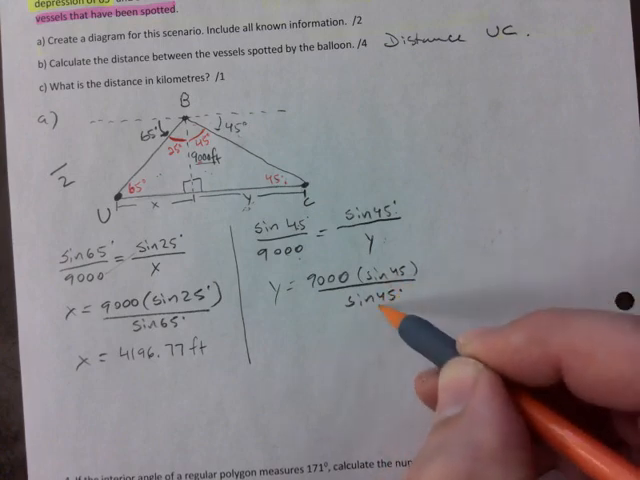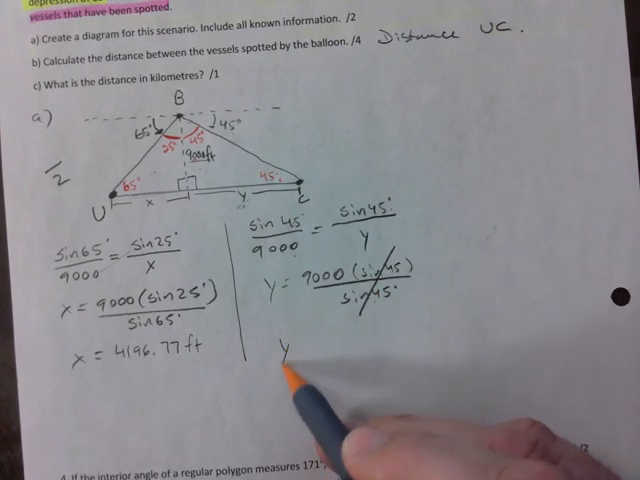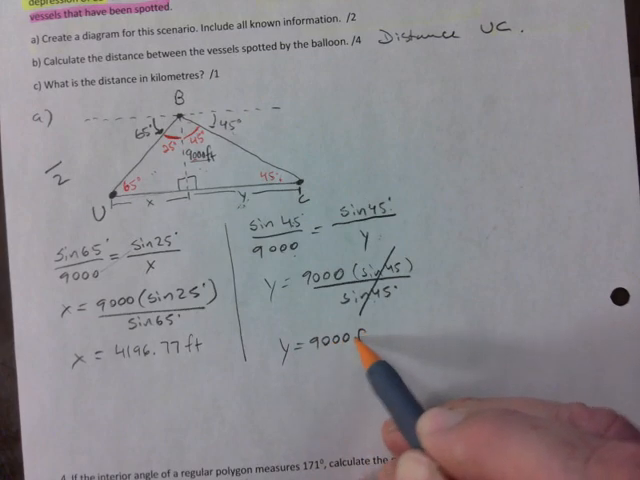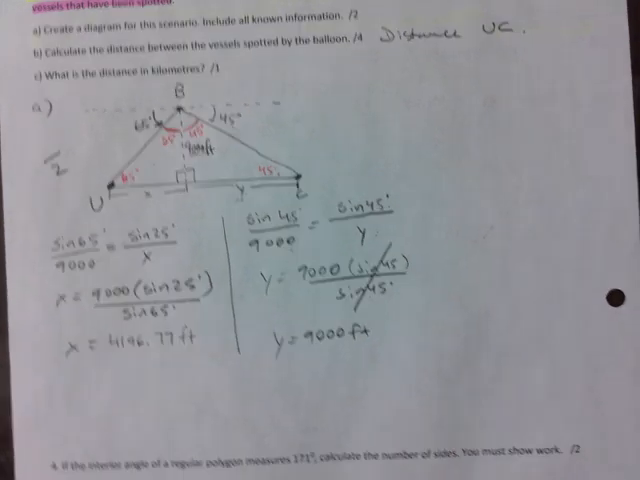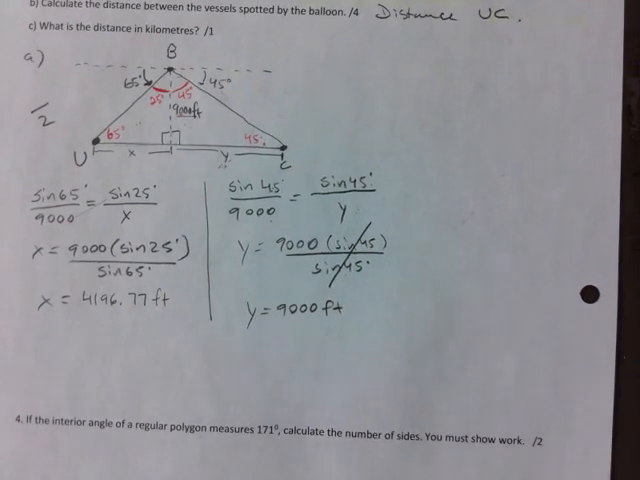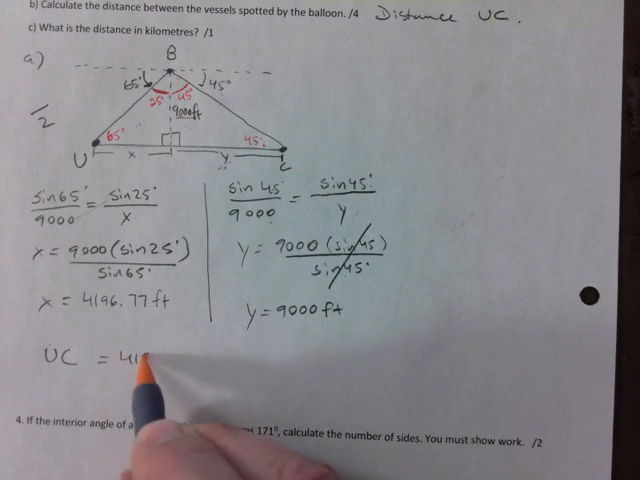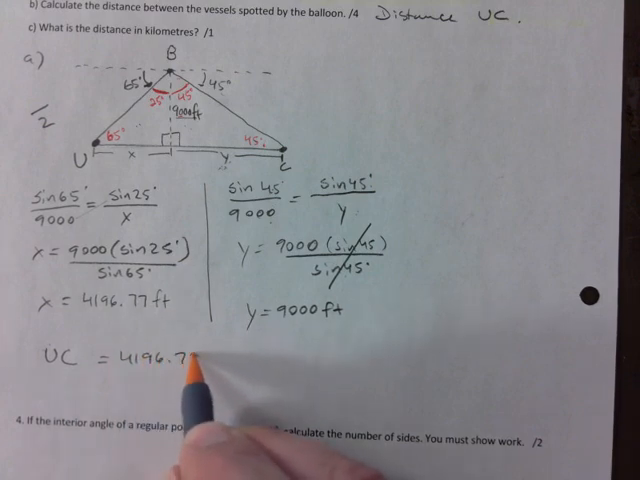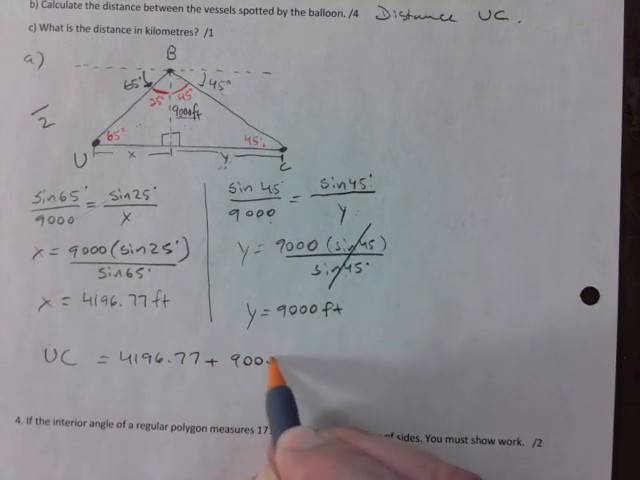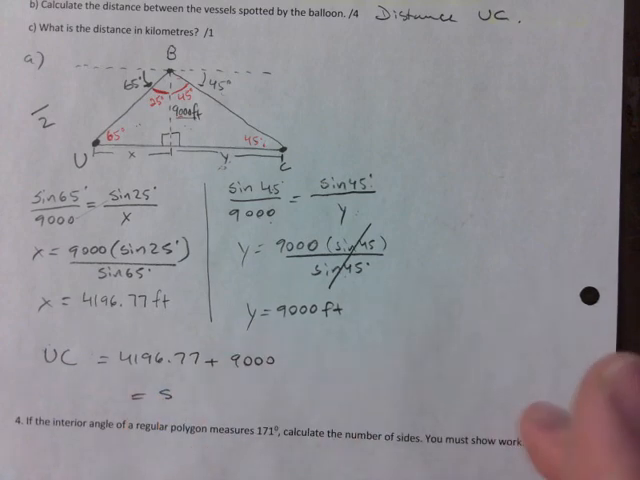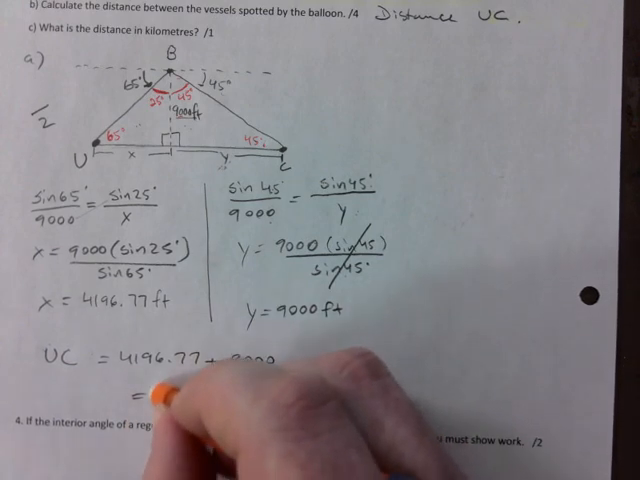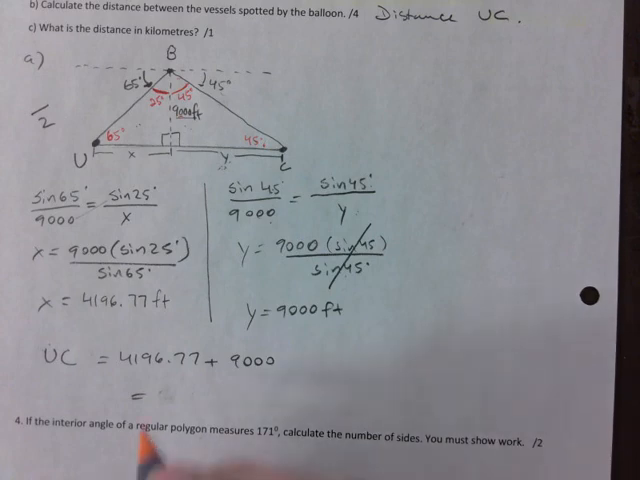But look at this. Sine of 45 divided by sine of 45 kind of cancels out. So y is just 9,000 feet. So that's just an added twist, it does happen from time to time. So UC is 4196.77 plus 9,000, which is 13,196.77 feet.